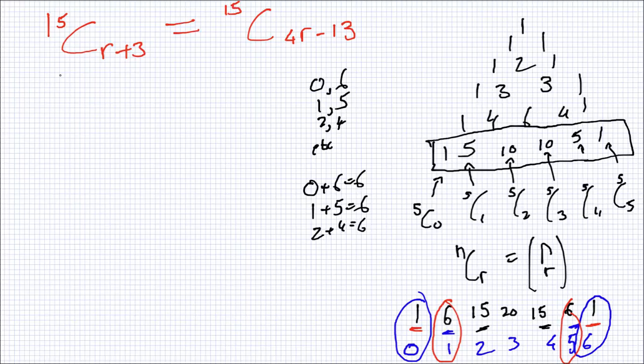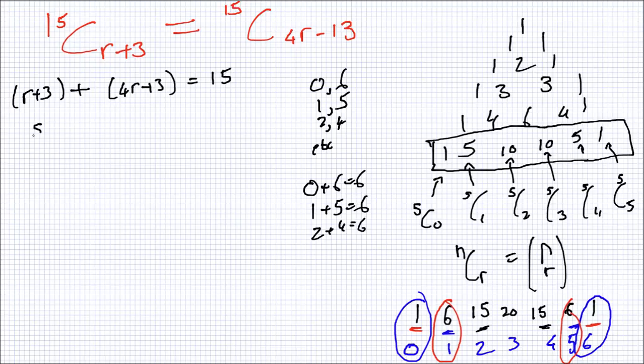So for our problem, we're on the 15th row, and we're looking for two numbers on the row which are the same, but in different positions. So if we're on the 15th row, the number in the r+3 position plus the number in position 4r-13, that should add up to 15.